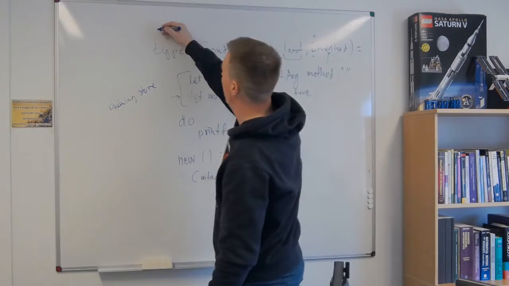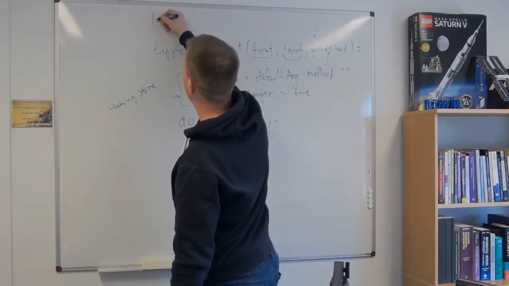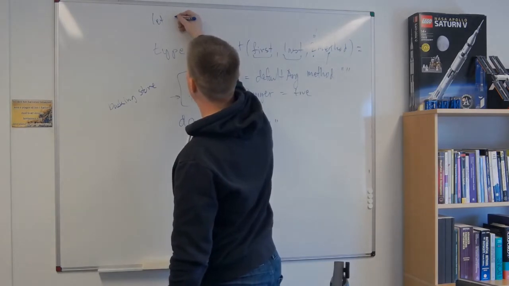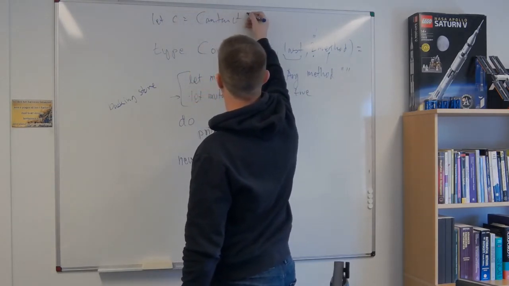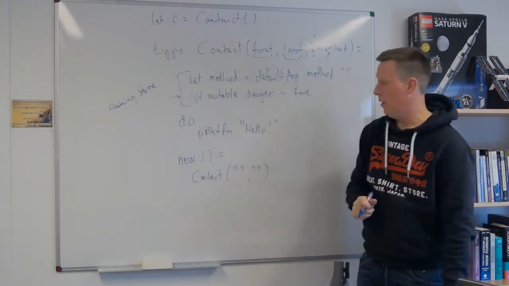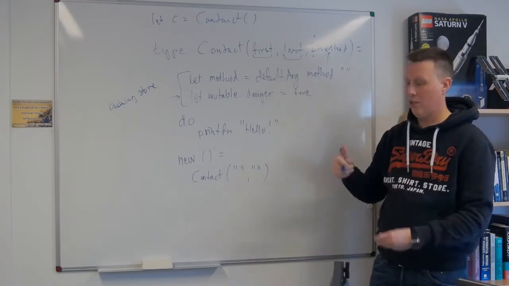So I could say somewhere down, well, going back up here, I could say let C equals contact, and I would create an object. It would print hello, and it would set up this object with this backing store and everything.